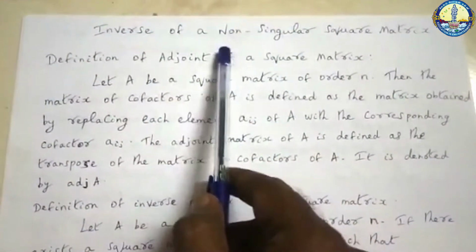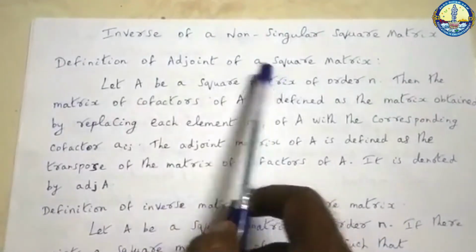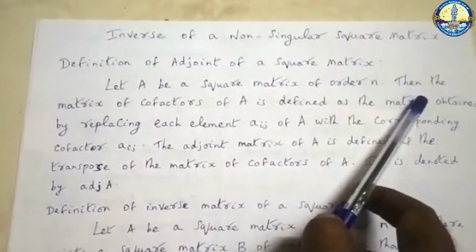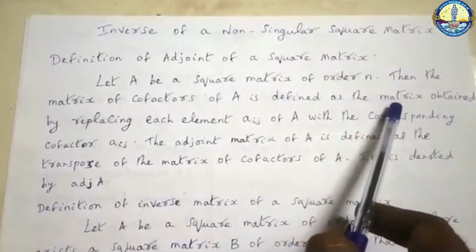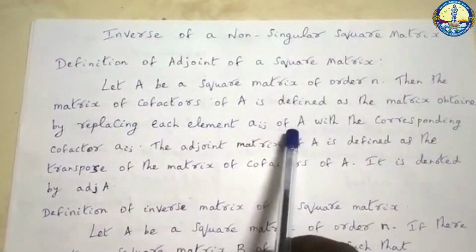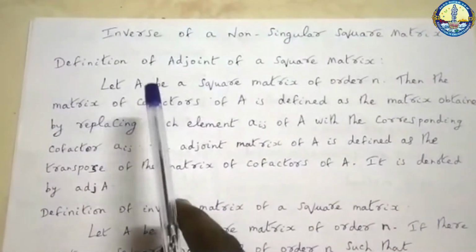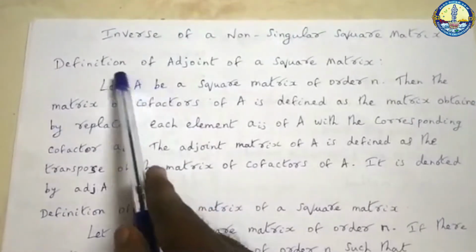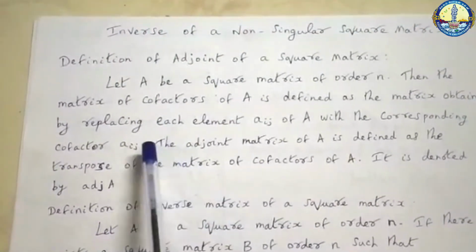To know the inverse of a non-singular matrix, first we need to know what the adjoint of a matrix is. The definition of the adjoint of a matrix: let A be a square matrix of order n. Then the matrix of cofactors of A is defined as the matrix obtained by replacing each element aij of A with the corresponding cofactor Aij. That is, we have to find the cofactors of every element in the matrix A. After finding the cofactors, we find the adjoint of the matrix.